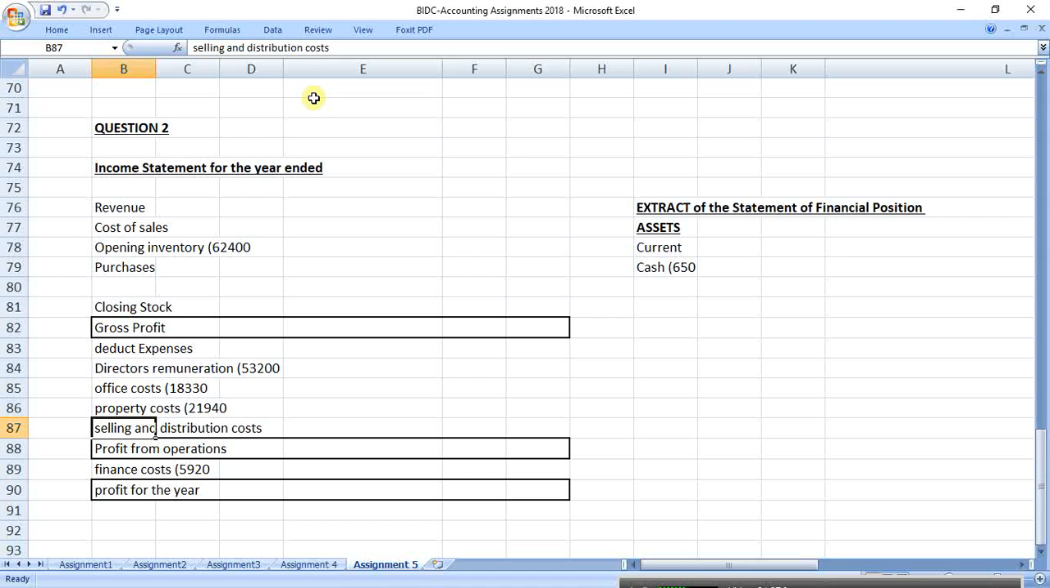Next. Purchases. We need 268,200. Retained earnings. Yeah, retained earnings goes to the statement of changes in equity. Revenue 563,800. That we need. What is it? 563,800, I think you said. Let me just double check. Okay, 563,800. Yeah. Selling and distribution costs 36,120.